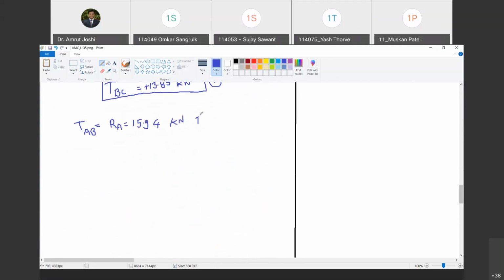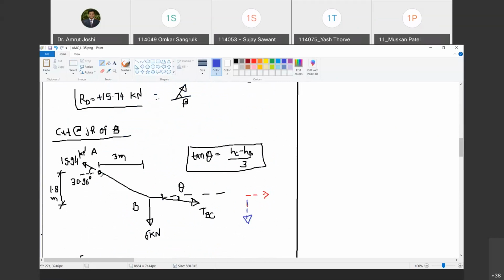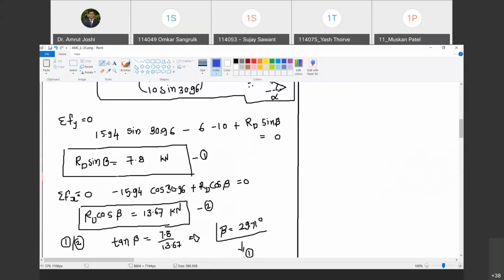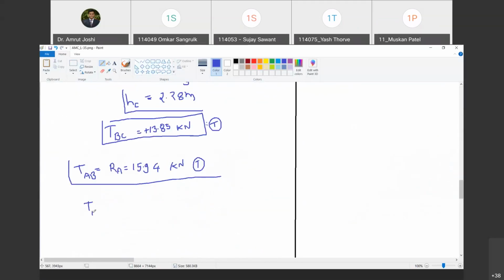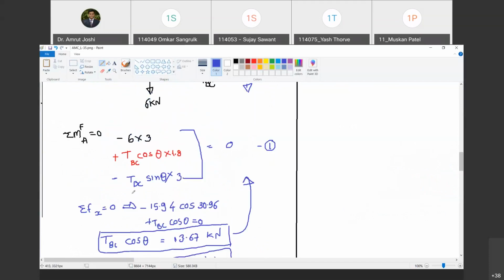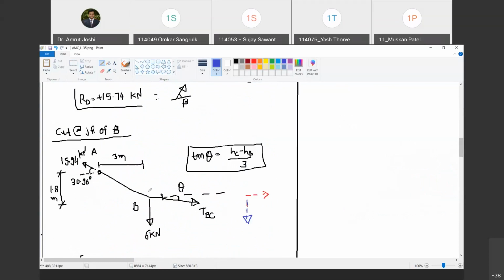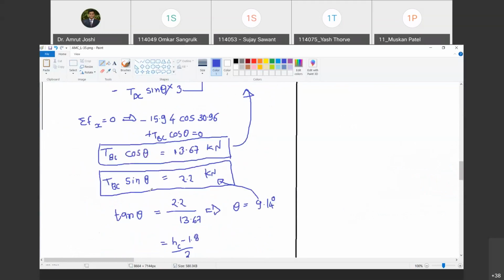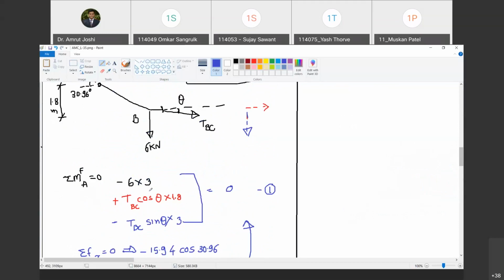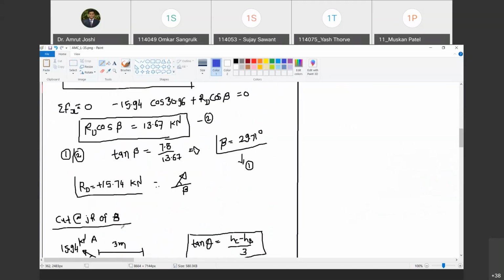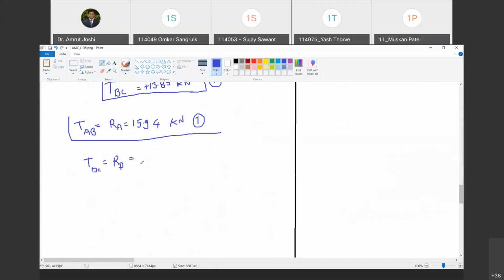Tensile, of course, we are calling it tension, so no need to specify it is tension, but it's okay. And what is the value of tension in string DC? That is equal to RD. Happy? Yes, sir. Any doubt why it should be equal to RD? No, sir. Okay. If doubt is not there, I will not further clarify. Otherwise, I will clarify. It is plus 15.74 kilonewton.